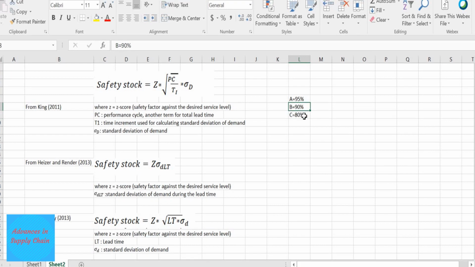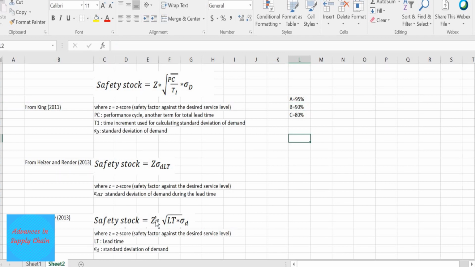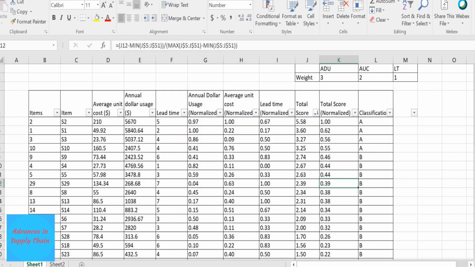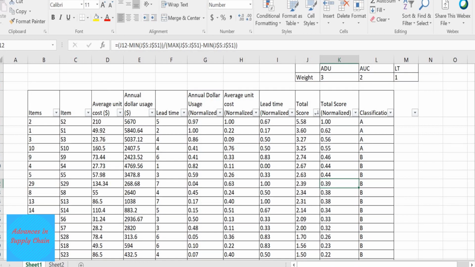These service levels totally depend on your supply chain or your judgment or your targets. These levels, 95, 90 or 80%, are just for example, just to show you how you can calculate the safety stock against different customer service levels. In this example I have used 47 items, but in your world it could be 1,000 or more than 10,000. Most of the time I have more than 10,000 items.